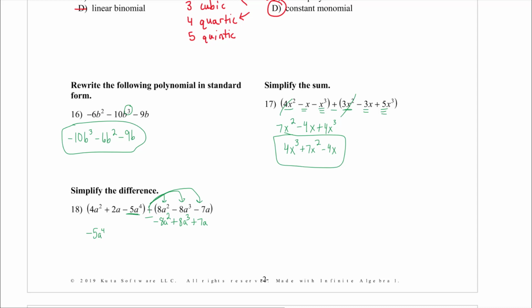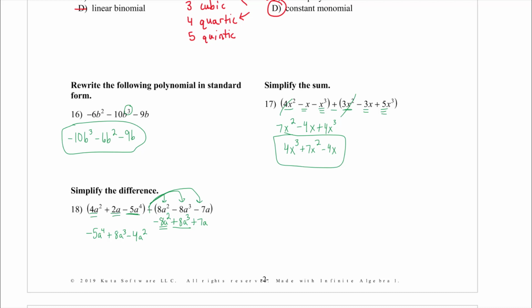So now what we can do, because we distributed that, is we can just say, all right, this is now adding like terms again, which I personally am a fan of. So we had this a to the 4th that didn't have anything to go with it, and we have this a cubed that doesn't have anything to go with it, so we'll leave that as plus 8a cubed. And then we'll look for things that are in common, like our a squareds. 4a squared minus 8a squared, because we had to change the sign, is negative 4a squared.